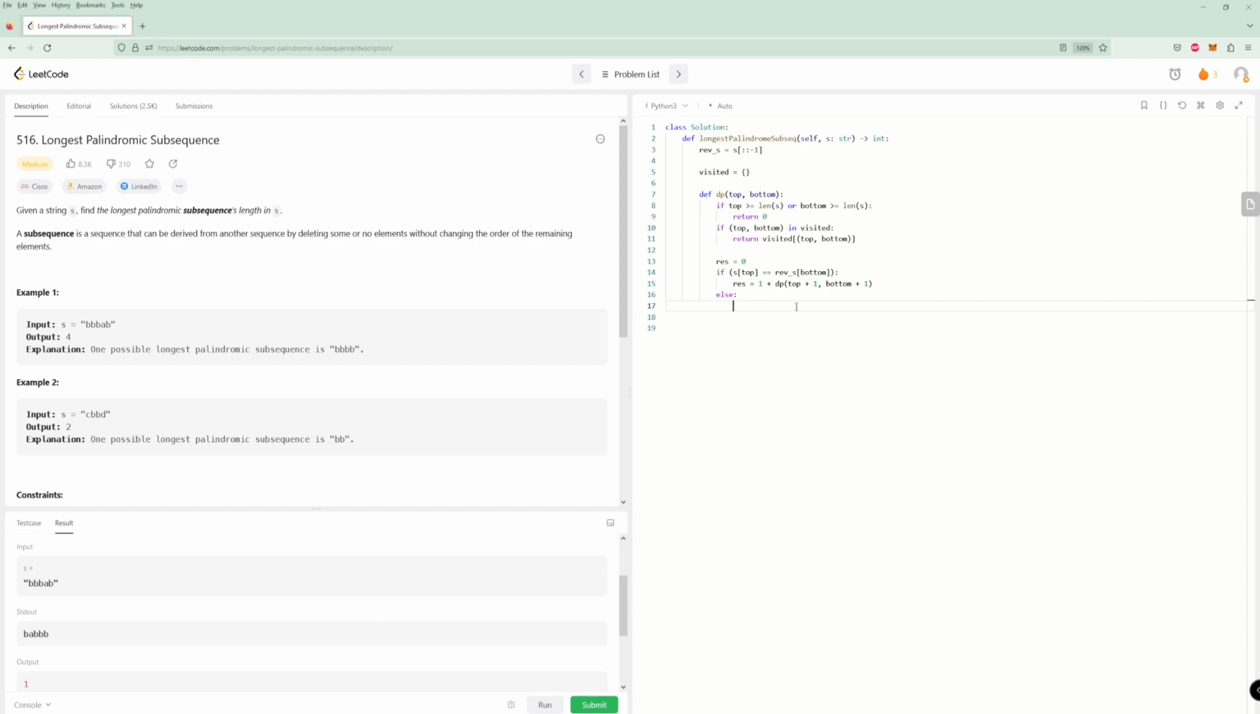Okay, else, now we try to move each one. So res equals max of dp top plus 1, bottom. Now we try to move the other one. So dp top, bottom plus 1. Then we just cache that, right? So visited top, bottom plus res, return res. Now we just call our dp and we return that, right? So return dp, and we're going to start at index 0 for both. Okay, let's try that.